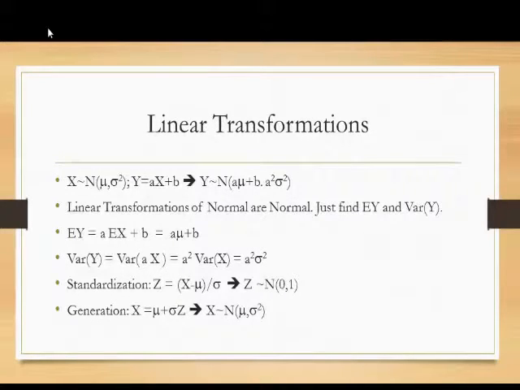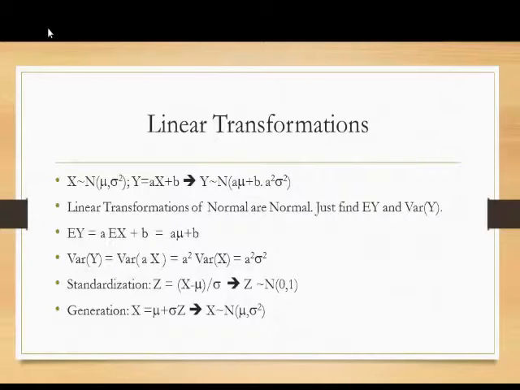Now, some very important properties of the normal distribution. The crucial property is that the linear transforms of normals are normals. If x is normal with mean mu and variance sigma squared, and y is equal to ax plus b, then y is normal. So once you know that y is normal, then you can calculate the parameters that it must have. Because a normal is characterized by 2 parameters, the mean and the variance.